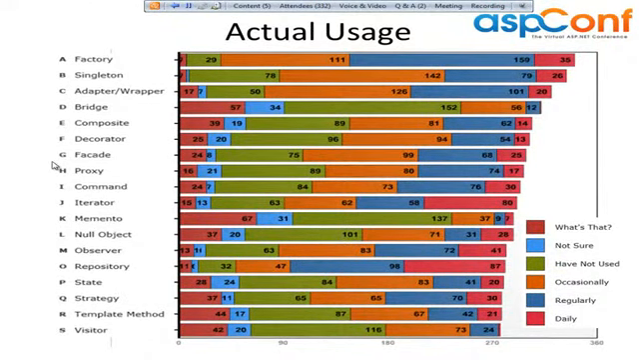Now, it was about a year ago, I did a survey on Twitter, and this went out to about 400 respondents, and I asked them, of all of these design patterns, which most describes your familiarity with them. And the key is down here on the bottom right. So the red would be what's that, blue would be not sure, have not used it, occasionally used it, regularly used it, and daily use. And so looking at this, it's not immediately obvious which ones are the most popular.